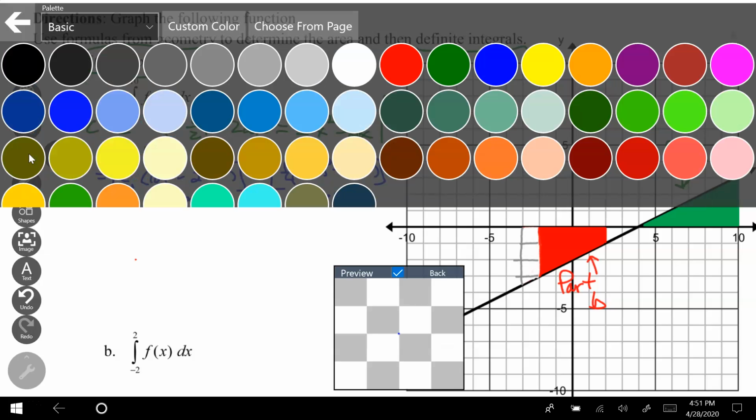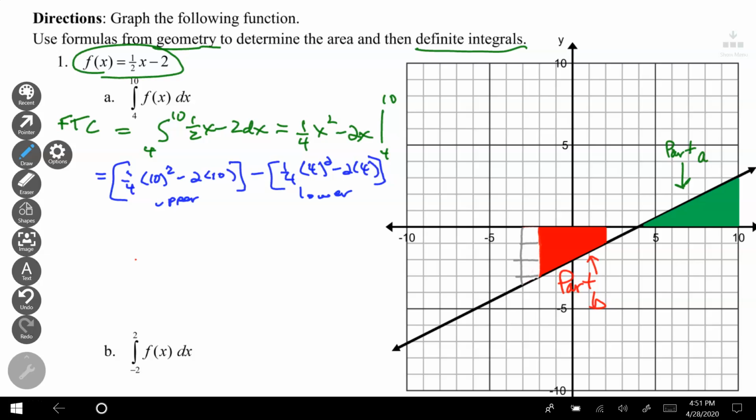If I continue on, I get this to be 25 minus 20 minus 4 minus 8, which turns out to be 5 minus a negative 4. And I get that area of that green to be exactly 9 units. Okay? That is doing the antiderivative. So doing the calculus part, I get 9.